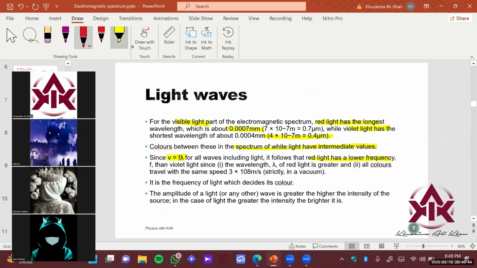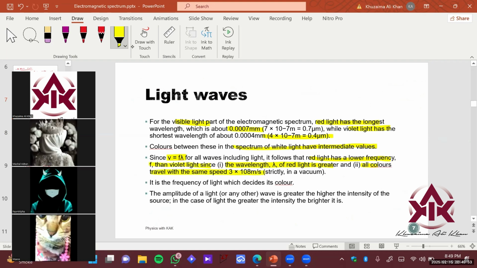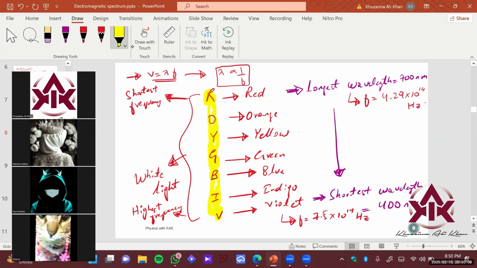I'm going to move on. Okay, so here they have said that the wavelength lambda is greater, so all colors travel with the same speed. So therefore the frequency of violet is the greatest over here, right? And now they're saying an important point over here. You should notice that it is the frequency of light which decides color, right? So the deciding factor, the scientific method to identify if it is yellow or green, uses frequency values.